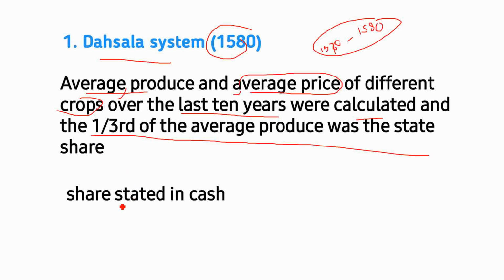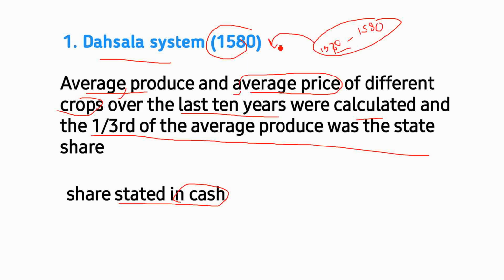And the state share is stated in the case when you have grain, you have not cash, you have to sell that grain, you have to sell the produce, and then you have to pay it in cash. So for the last 10 years, you can say 1570 to 1580, these are calculated. Two things are calculated. First is the average produce calculated, second is the average price calculated of different crops.